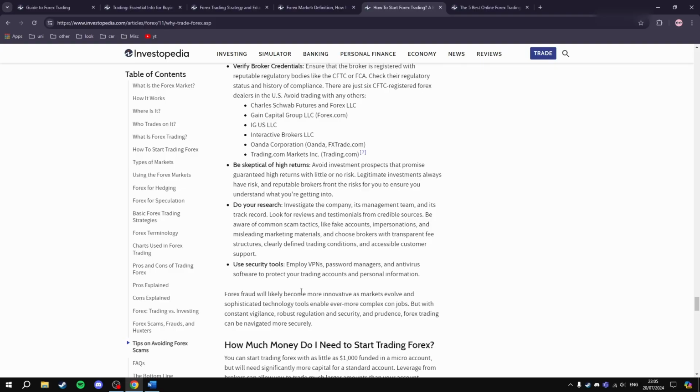Forex fraud will likely become more innovative as markets evolve and sophisticated technology tools enable ever more complex con jobs. But with constant vigilance, robust regulation and security, and prudence, Forex trading can be navigated more securely.